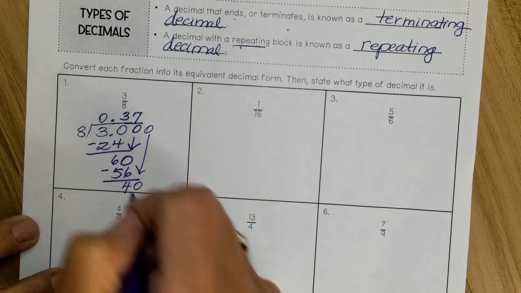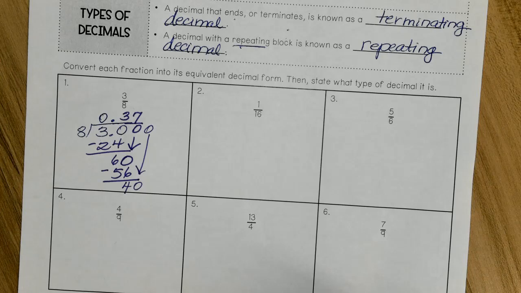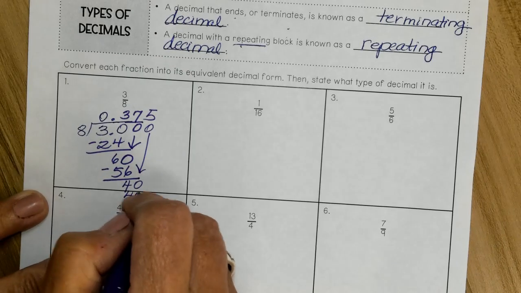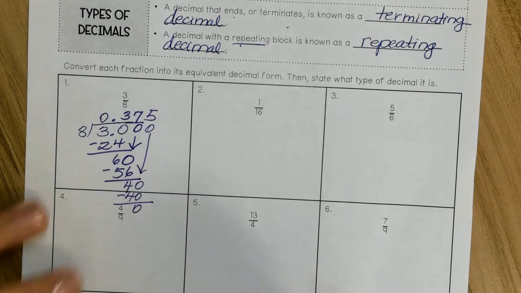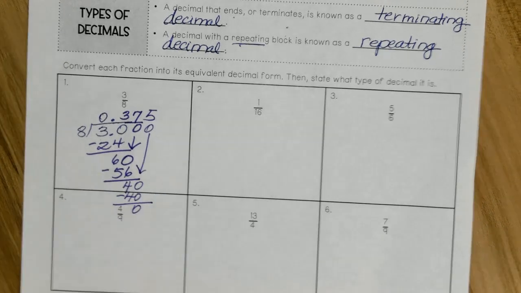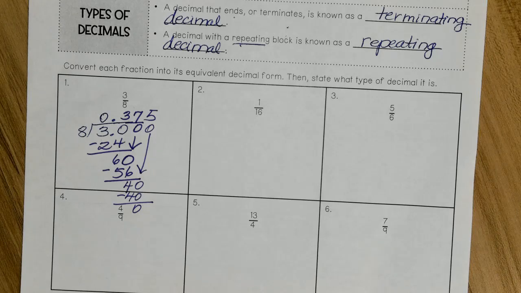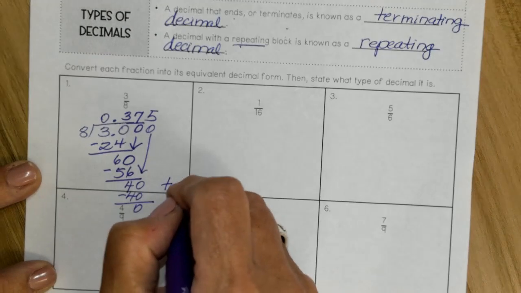Add another 0, bring it down. How many times does 8 go into 40? 5 times, and 5 times 8 is 40, and we have 0 for the remainder. So that means that is what kind of decimal? It's a terminating decimal, isn't it? Because it ends.